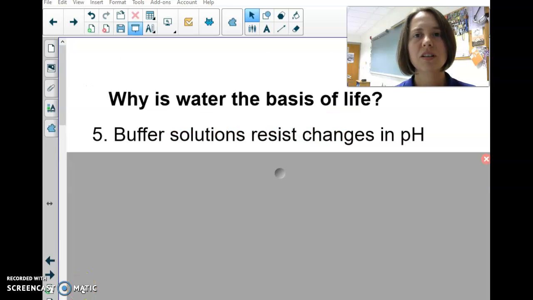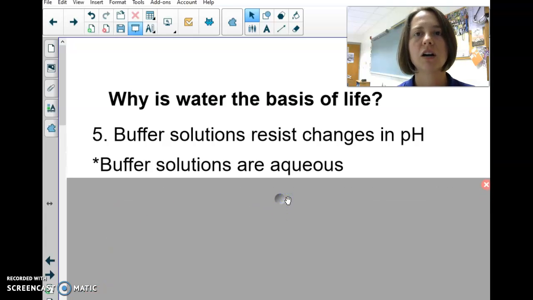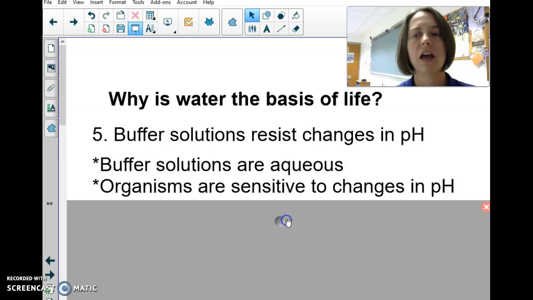The last concept we're going to talk about in our water, why is water the basis of life section, is number 5, buffer solutions resist changes in pH. So we're going to talk about pH in water and buffer solutions. Buffer solutions are going to be aqueous solutions, and we know aqueous solutions are something dissolved in water. And also we know that organisms are sensitive to changes in pH. We are sensitive to changes in pH.